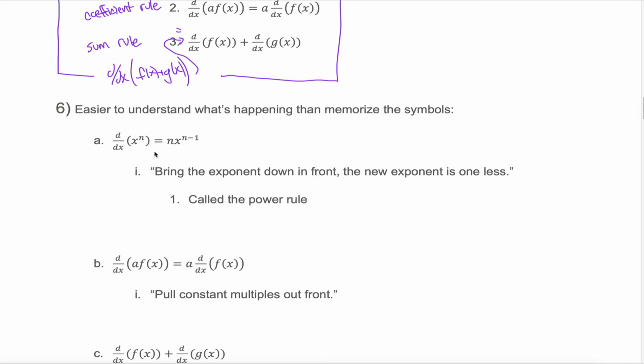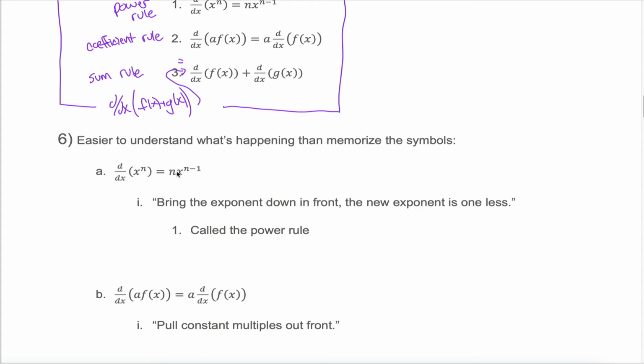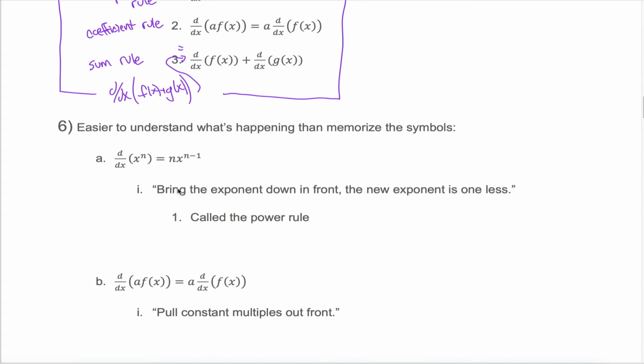So for this first one, rather than memorizing that the derivative of x to the n is nx to the n minus 1, it might help to think I'm going to take the old exponent and bring it down in front. And then the new exponent is going to be 1 less than the old exponent. So when I take the derivative of x to the 10th power, I'm going to take that old exponent and bring it down in front. And then the new exponent is going to be 1 less than that old exponent, giving me 10x to the 9th.